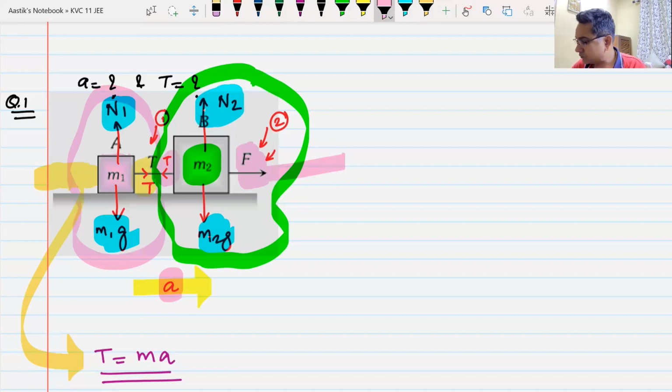F minus T is equal to M2A. Yeah, so I will write this equation here, let us say. So I can write this equation in this fashion: F minus T is equal to M2A.